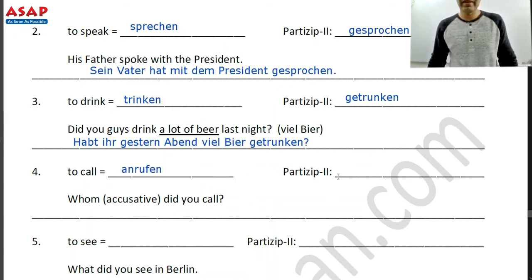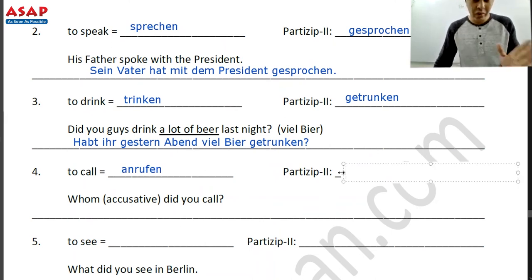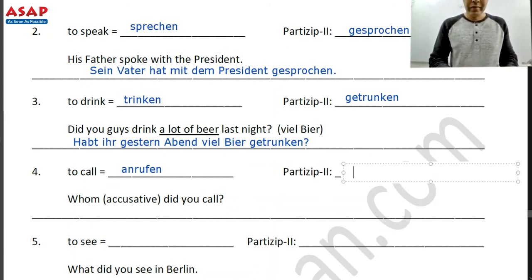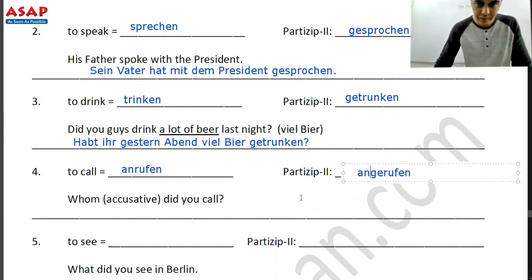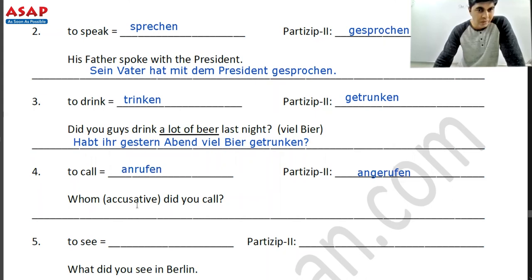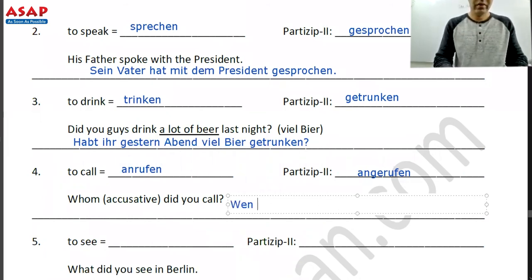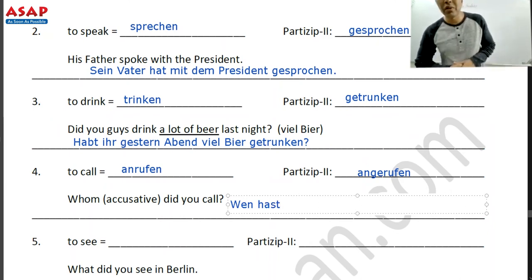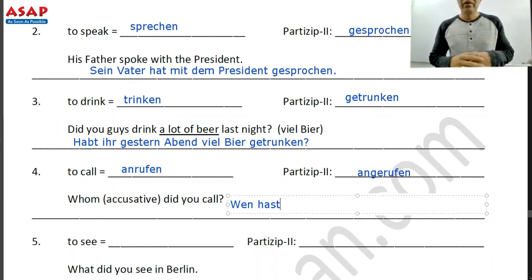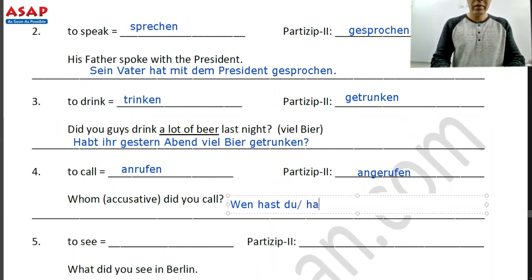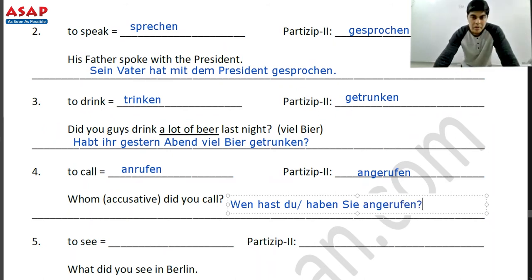Anrufen is to call. So tell me now, the participle. Angerufen. Yes, you need to find out rufen. You will find in the list rufen, and what is it? Gerufen. Right? What will you attach to it again? Angerufen. So this becomes angerufen. Whom? That is accusative. Did you call yesterday? For whom, you got two WH words, right? And why is it accusative? Because anrufen, to call, is an accusative verb. Angerufen. Okay.